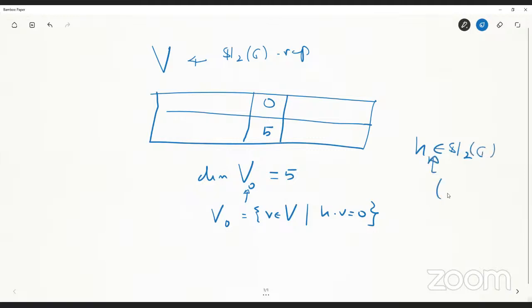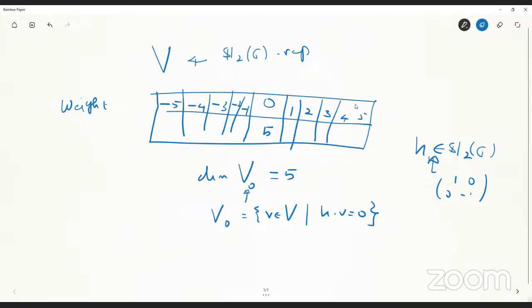So this is the element 1, minus 1. You know that H will act diagonally on capital V. So you can write V as a direct sum of eigenspaces. So the information that is given is that the zeroth eigenspace will have dimension 5. Similarly, what is given for the weights? Let me write everything. Weights will be minus 5, minus 4, minus 3, minus 2, minus 1, and then 1, 2, 3, 4, 5. Okay, this is the table.